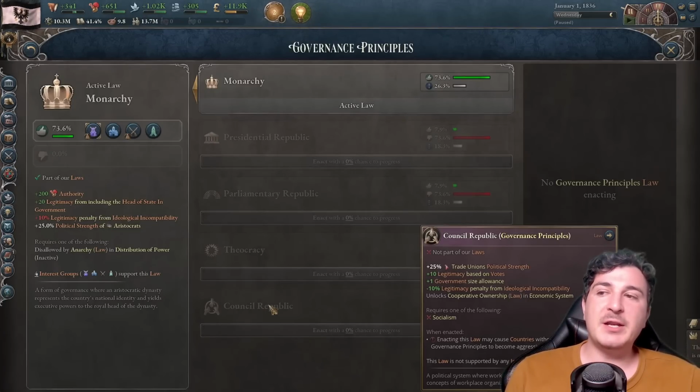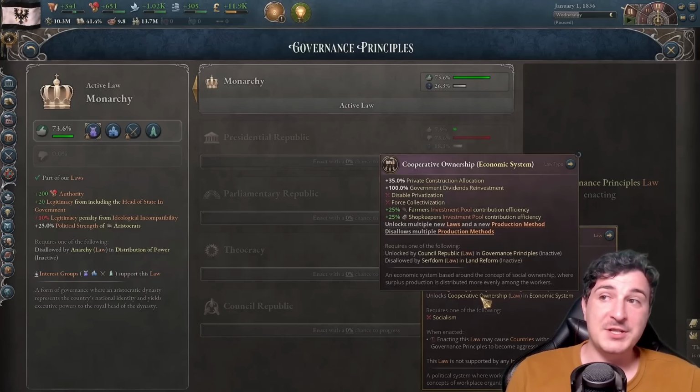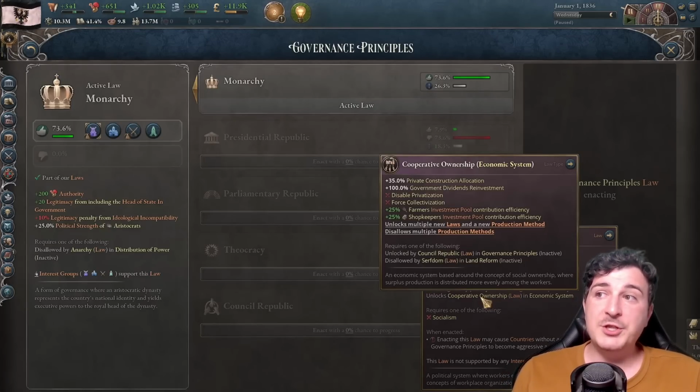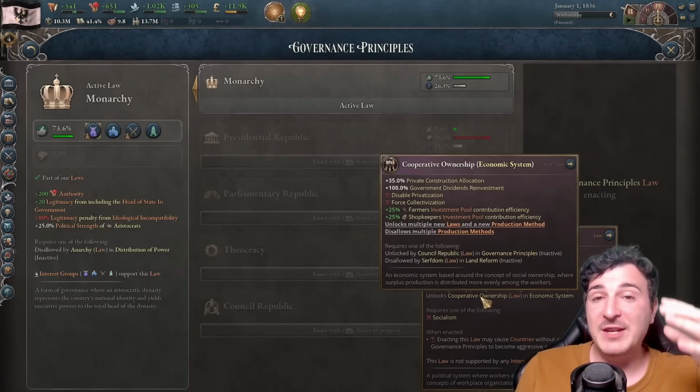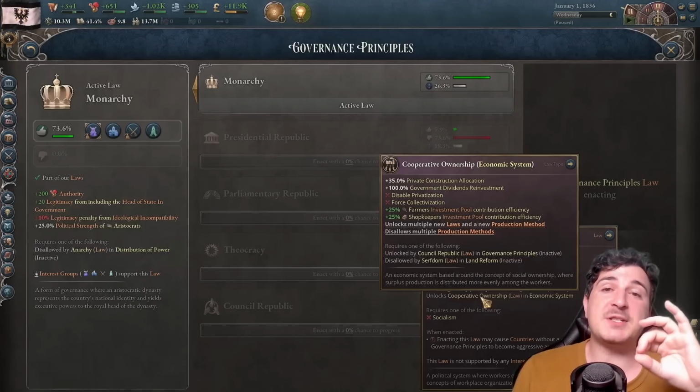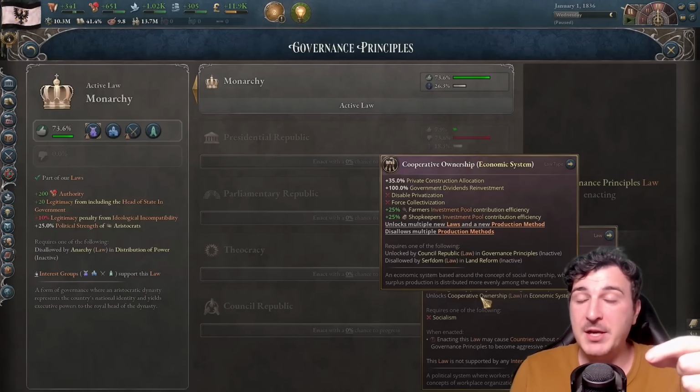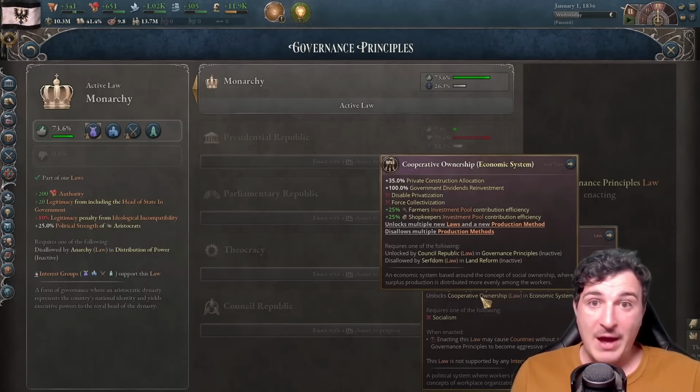And it unlocks the ability to have the cooperative ownership legislation for the economic system, which essentially disables the private investment pool. So 100% of your economy is managed by you. Nothing is given away or privatized. So it can be good, but it can also be really bad depending on whether you're a good player or not. So keep that in mind.